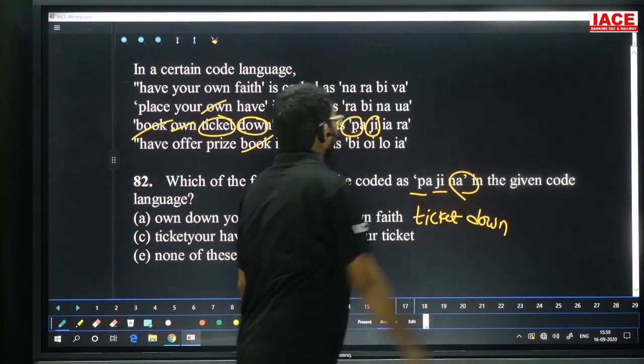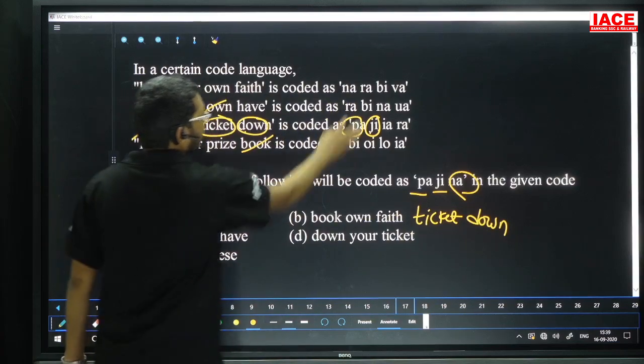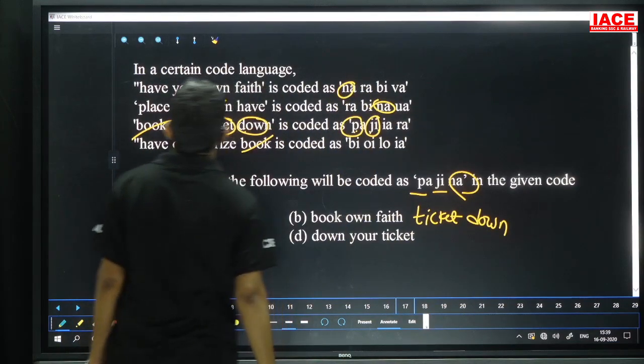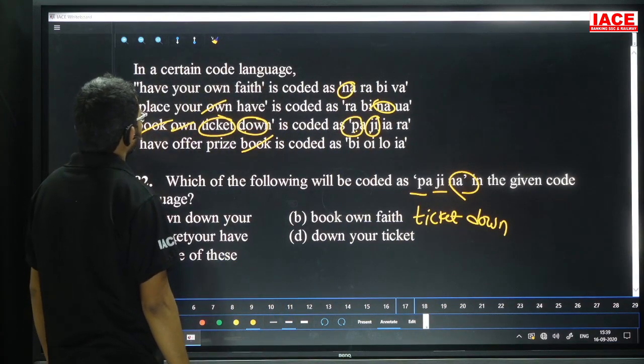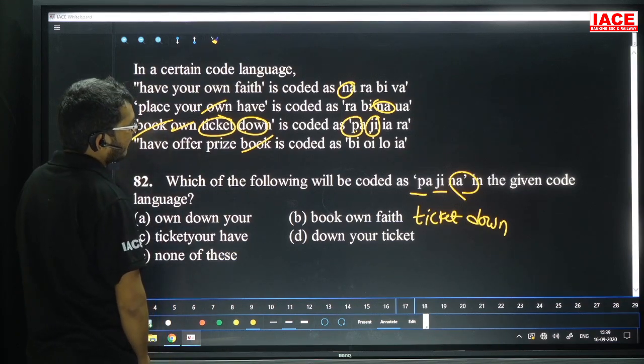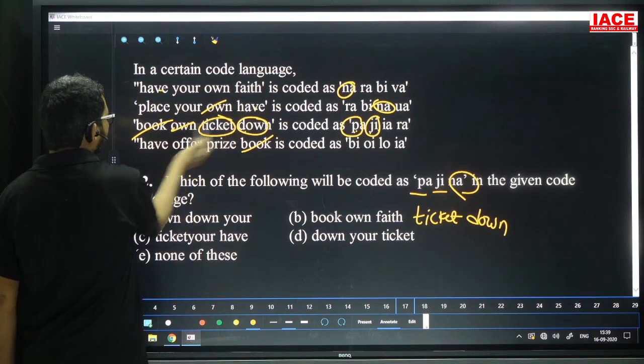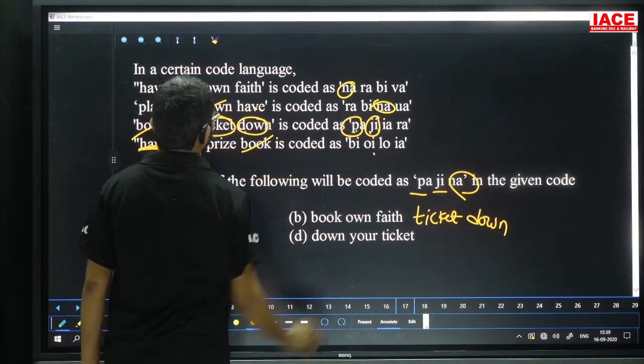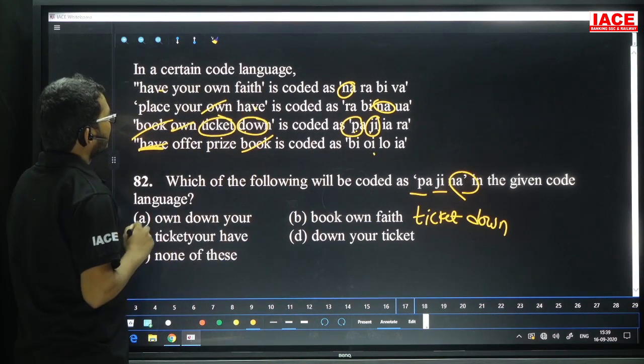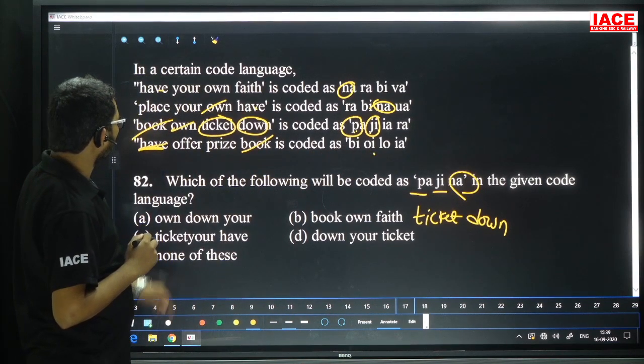Next one is what? NA. Check once, NA is present in which lines? Here NA, here also we have NA. Now common code, first line, second line. NA. Have. But here also there. But here NA is not there. Then have no chance. Next one is what? Here your own. Here own.